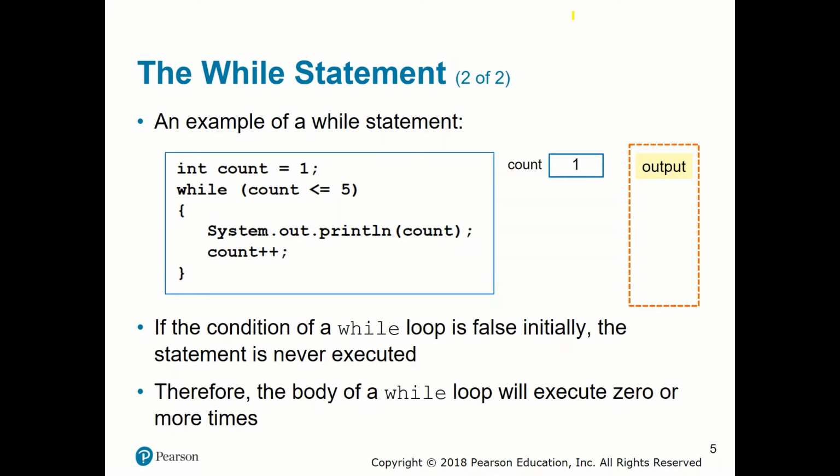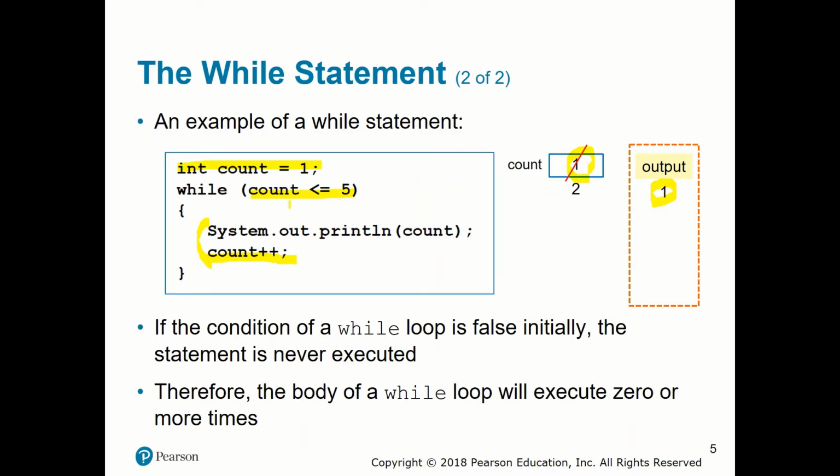Here is an example of a while statement. At first, the variable count is 1, and while count is less than or equal to 5, these two statements are executed. So at first count is 1, and this is true. Since count is 1, System.out.println(count) prints count. Because now count is 1, 1 is printed out, and then count is increased by 1. So count now is 2.